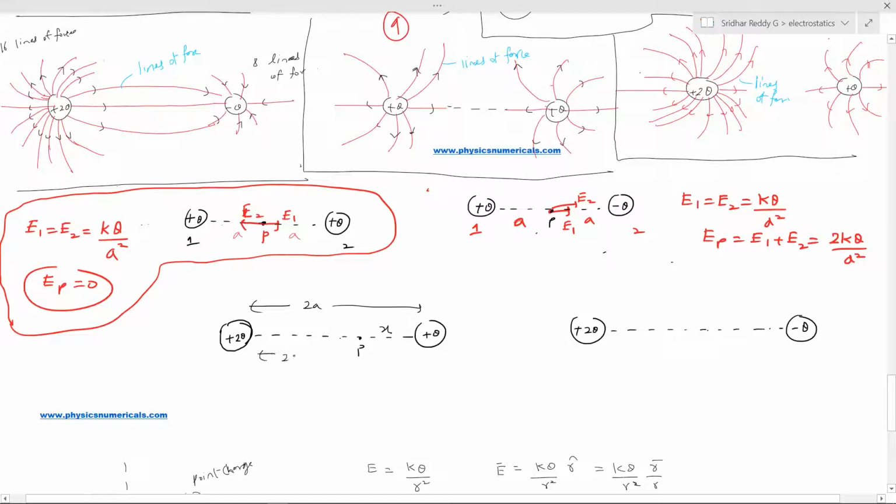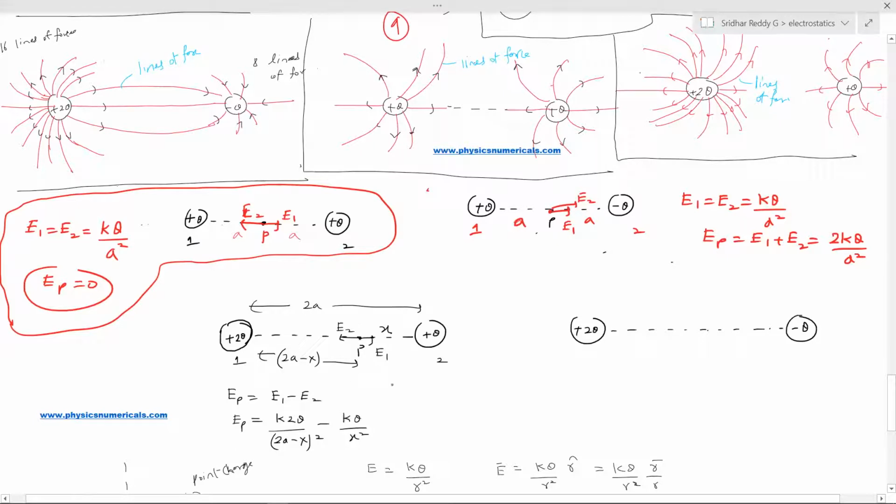So what is the resultant field here? E1, this is point 1, and here it will be E2. So the resultant field at this point will be E1 minus E2. What is E1? K2Q by 2A minus X whole square. What about E2? KQ by X square.